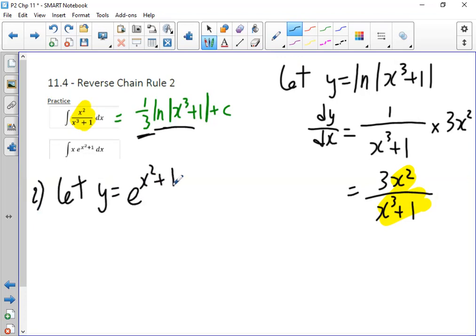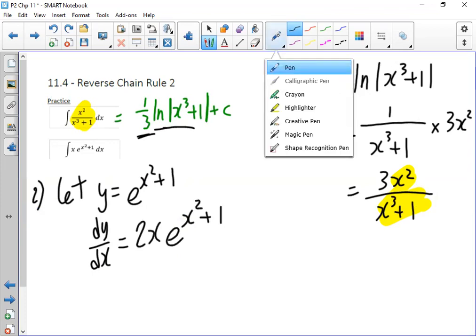Okay, I'll let you have a go. Pause the video, have a go. When you're ready for the answer, you can press play. So I'll do dy by dx, differentiate. To differentiate expressions of e, you just differentiate the power, which is differentiating x squared plus 1 to get 2x. And then you have e itself in there.